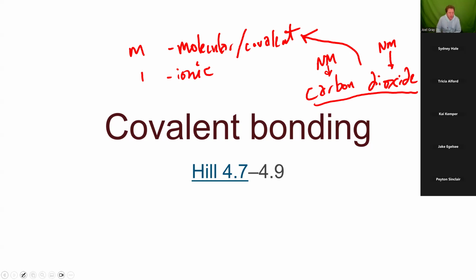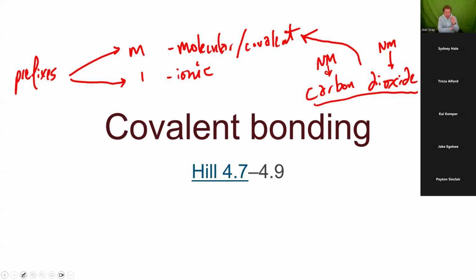Now, with that in mind, let's go back to this question. Do we use prefixes for molecular or ionic compounds? Go ahead and add an M for molecular or covalent, or an I for an ionic compound. Okay, now I'm seeing lots of M's. You're absolutely right. Anytime you see a molecular or a covalent compound, you're going to be using a prefix in that name.